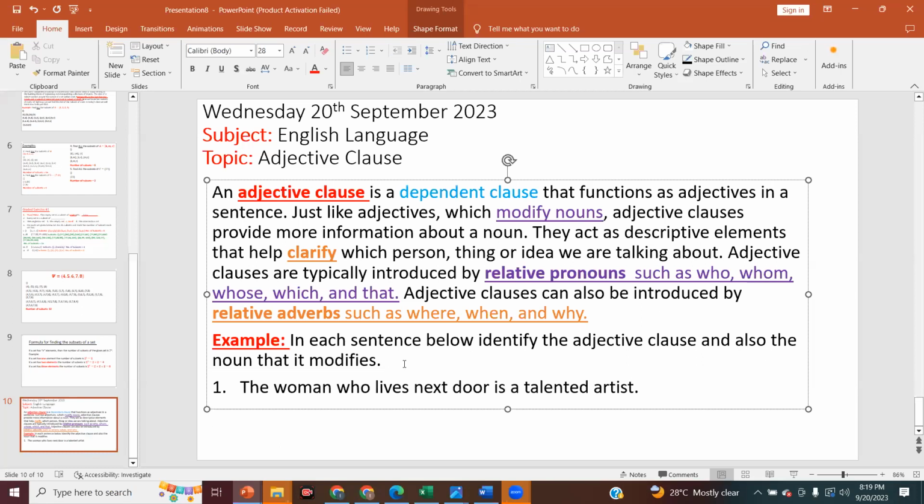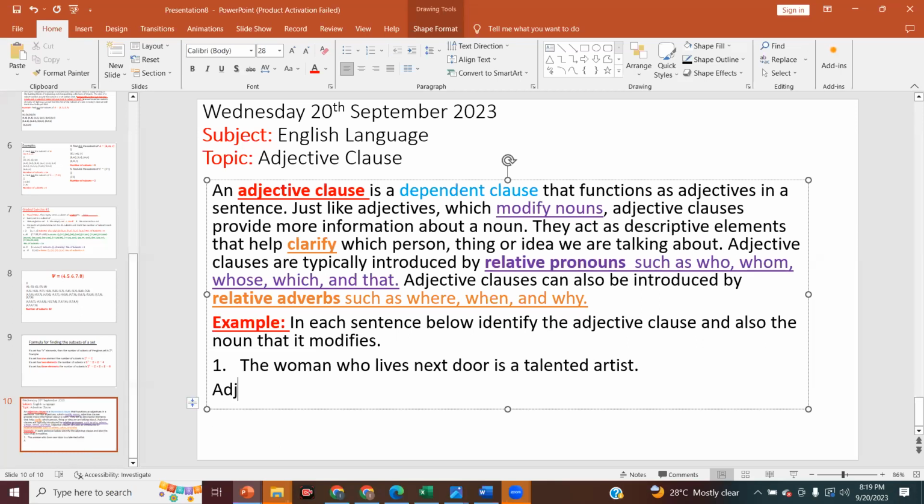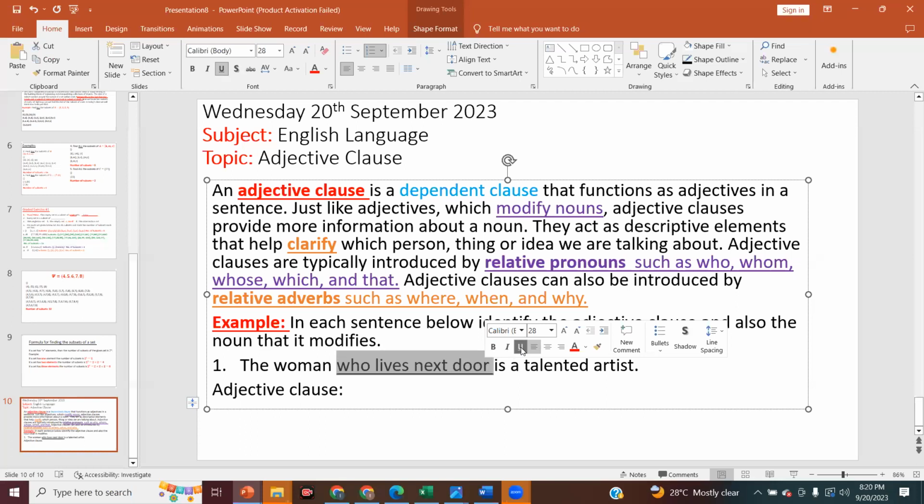All right, I want you to tell me, what is the adjective clause? Is it talented? No, the adjective clause. It's introduced by who. So, the woman, no, I want the adjective clause. Let me underline it. It's going to be who lives next door. That's the adjective clause.